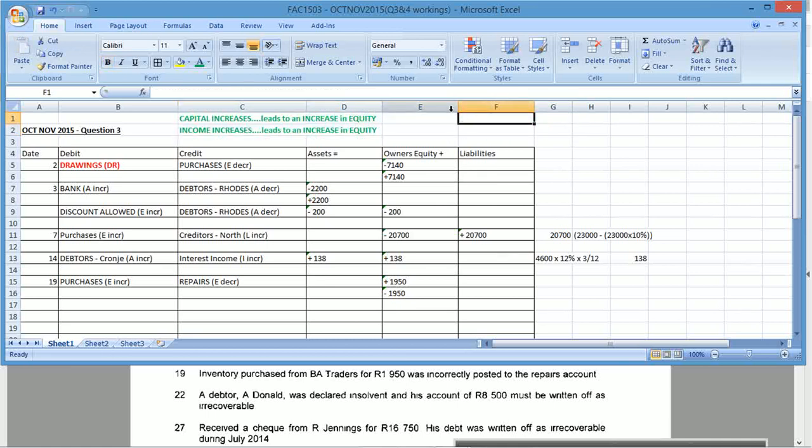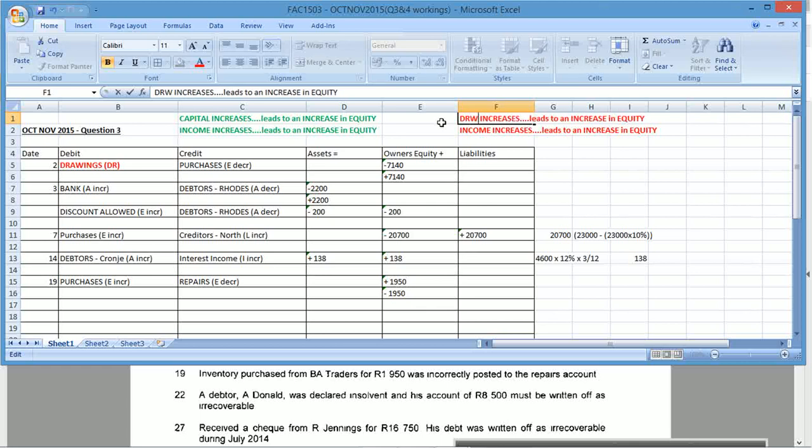And then drawings and expenses will decrease owner's equity. If drawings had to go up, would the owner be entitled to more or less? Less, exactly.